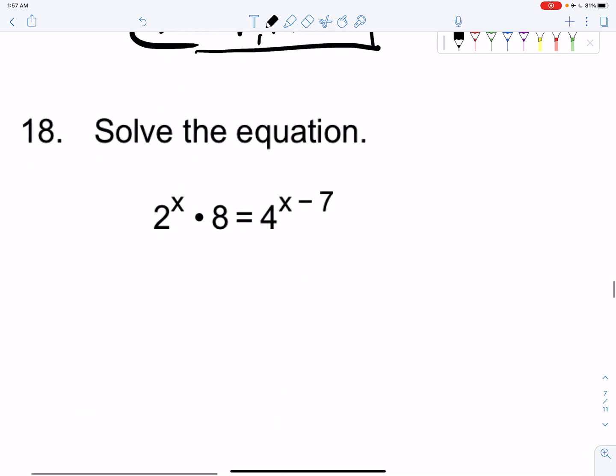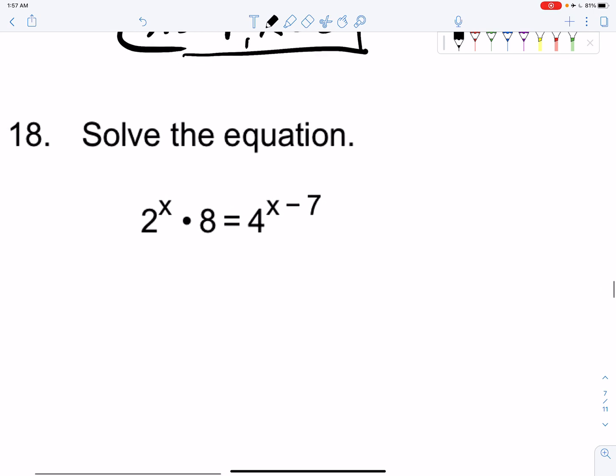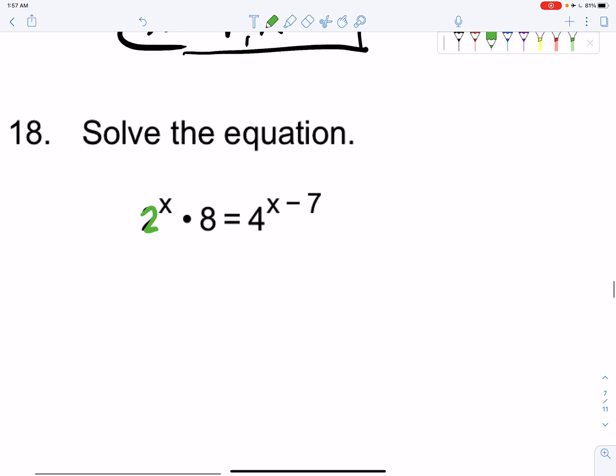All right, so we're looking at this, and what kind of common base can we use? If you said 2, you're correct. Base 2 is what we're going for here. So we already have that base 2, so how about 8? 8 is considered 2 to the third. And 4, well, 4 could be written as 2 to the second.